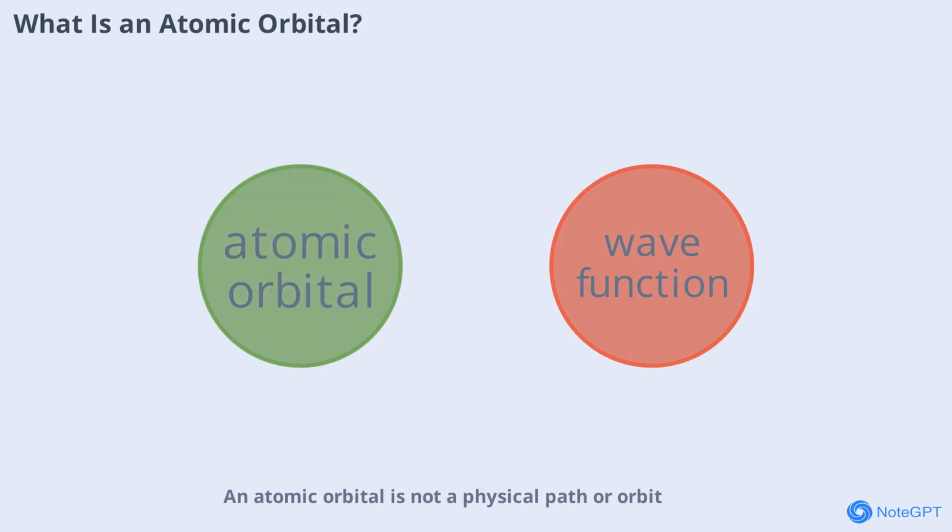An atomic orbital is not a physical path or orbit, but rather a region in space where there is a high probability of finding an electron. Unlike the orbits in the solar system, electrons in atoms exist in these fuzzy, cloud-like regions. These orbitals are defined by quantum mechanics and are described by mathematical functions known as wave functions. The concept of orbitals helps us visualize where electrons are likely to be found around the nucleus, which is crucial for understanding chemical bonding and the properties of elements.